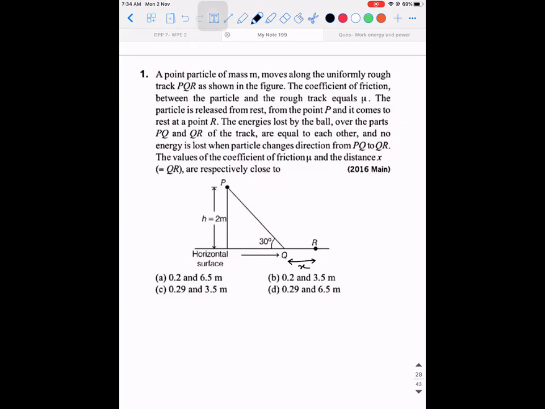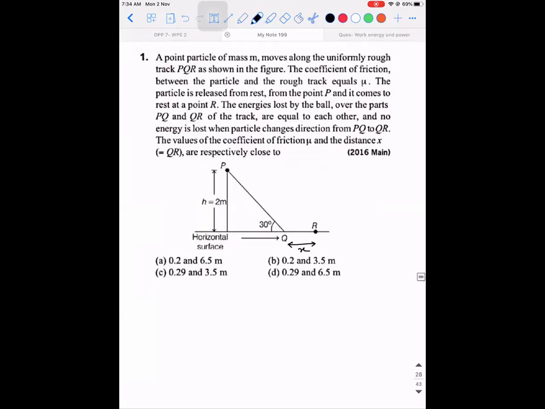I'll just tell you the way I analyze this question. There is a point particle having mass m and moving along a rough track. My question is, what is the rough track you're trying to speak about? P to Q is rough and Q to R is also rough. The coefficient of friction between the particle and the rough track equals mu, which means from P to R, the whole track has a coefficient of friction mu. So till that it is data.